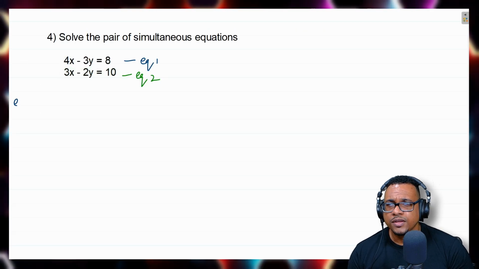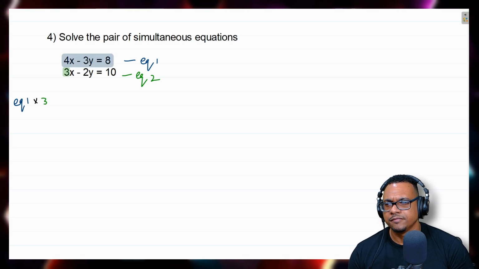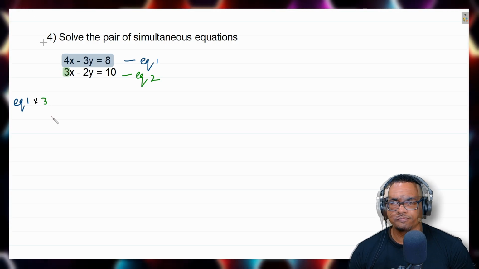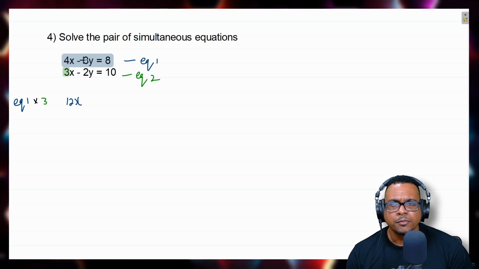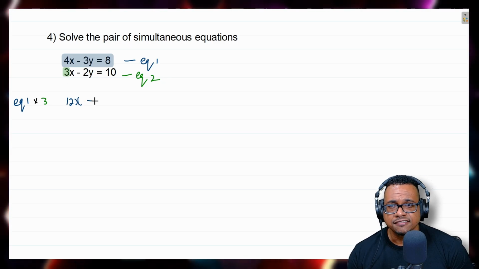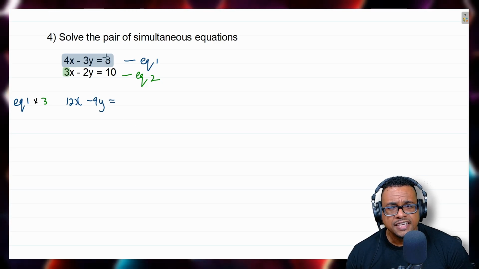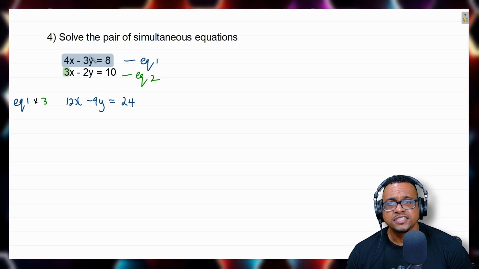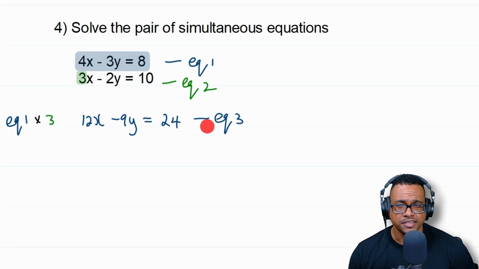So this is how it's going to look. I'm going to say equation 1 multiply by 3. Where did I get this 3? The number in front of x for equation 2. So I'm going to multiply 4x by 3 and get 12x. I'm going to multiply -3y by 3 and get -9y. Then I'm going to multiply 8 by 3 and get 24. Since this looks different from the other two equations, I'm going to call that equation 3. But essentially, I used equation 1 to form equation 3.